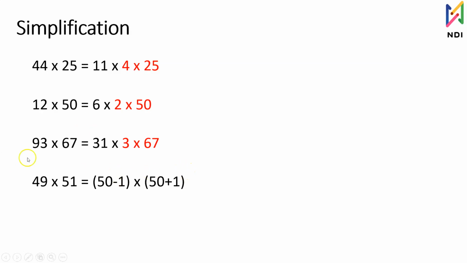If you see, in all this, I am highlighting these in a different color. Why? Because 4 into 25 is 100. It becomes easier, right? 1100. 2 into 50 is 100. This is 600. What is 3 into 67? 201. 201 into 31 is easier, right? And 49 into 51, I can write as 50 minus 1 into 50 plus 1. This is also easier to manage, right? So we want you to look at things to simplify computation.